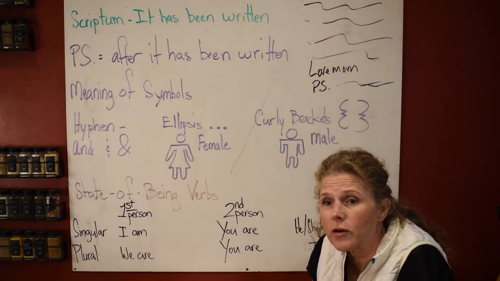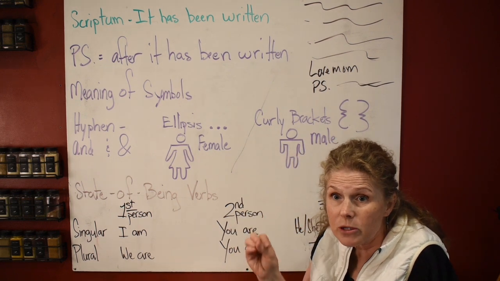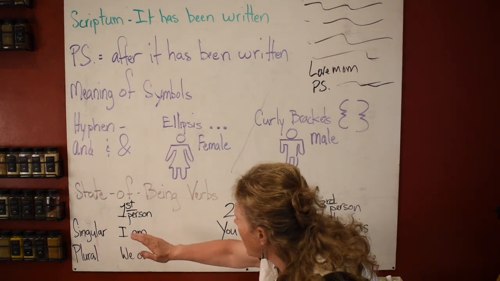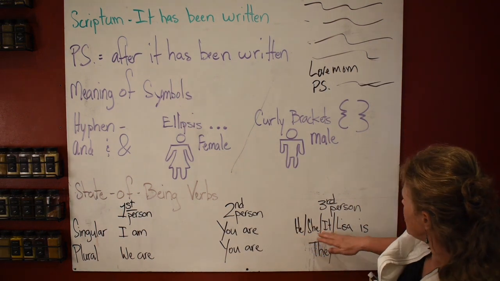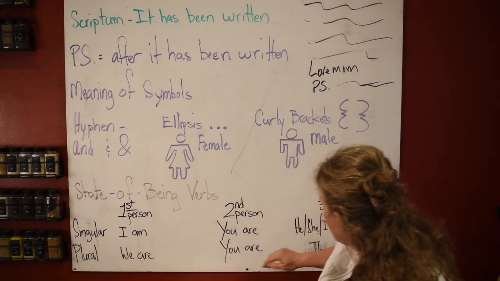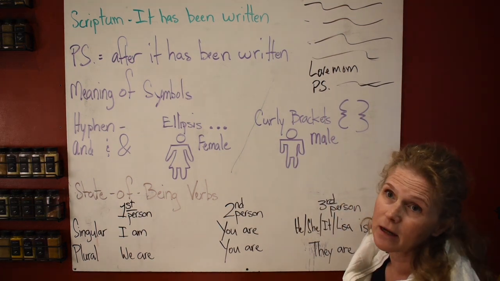Now I want to go over state of being verbs. It's very important that we remember what our state of being verbs are. I'm not going through all of them. When I look at this, singular, I am, you are, he, she, it, Lisa is, plural, we are, you are, they are. What do you see when you look at this?